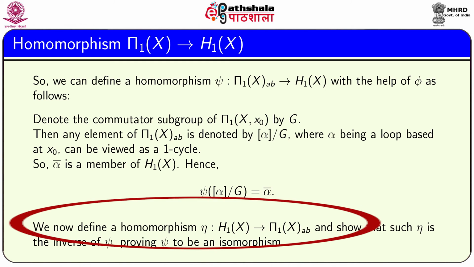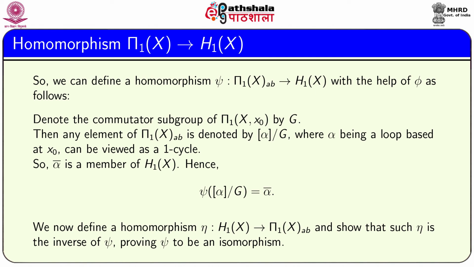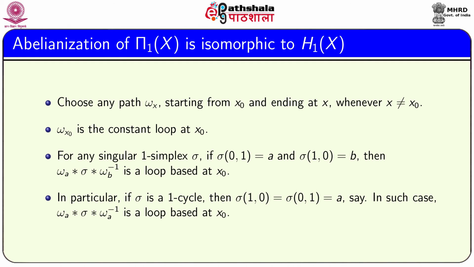We now define a homomorphism η from H1(X) to П₁(X)ab and show that such η is the inverse of ψ, proving that ψ is an isomorphism. Choose any path Wx starting from x0 and ending at x whenever x is not equal to x0. Wx0 will stand for the constant loop at x0.